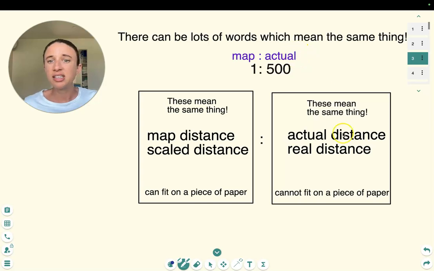And on this right-hand side, you might be given actual distance or real distance. Those mean the same thing. They cannot fit on a piece of paper. All right. So it might be like 100,000 centimeters or something. So you know that that's not going to be on your scale diagram, okay? That's going to be the real distance.